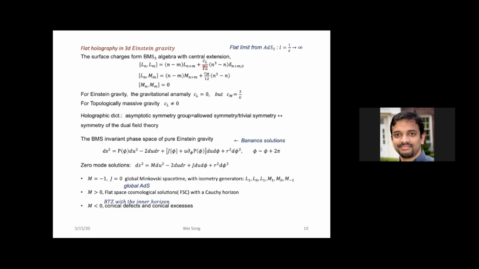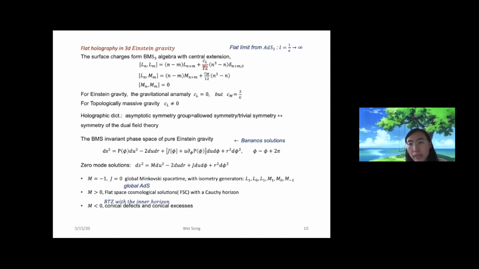So this can be obtained by taking a flat limit from AdS3. Say we take the AdS length to infinity, and in that case the phase space is the limit of the Bañados solutions, global Minkowski is the limit of global AdS, and the flat cosmological horizon is the limit of the BTZ black hole. But interestingly, the horizon of this solution is actually the inner horizon of the BTZ. Nevertheless, there is a horizon here for M greater than zero. And now we go to the field theory side.